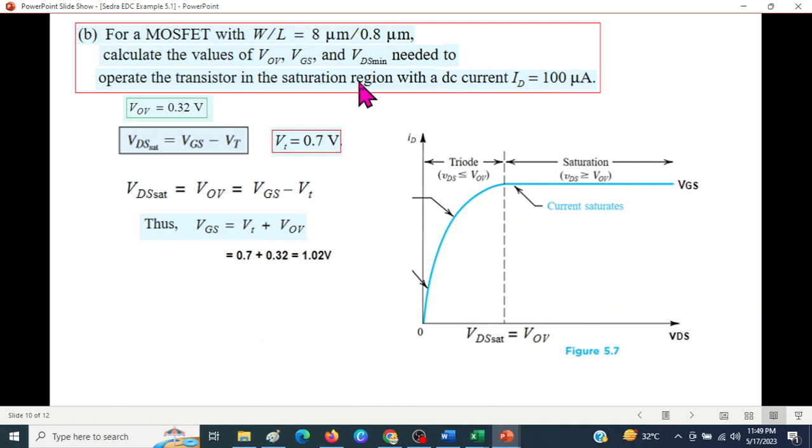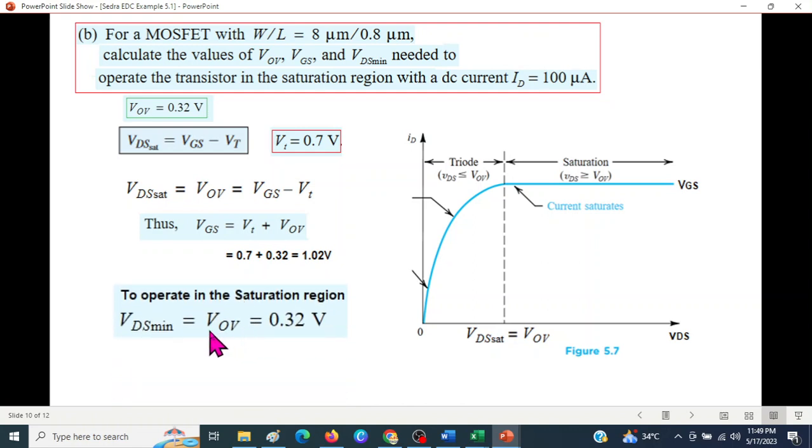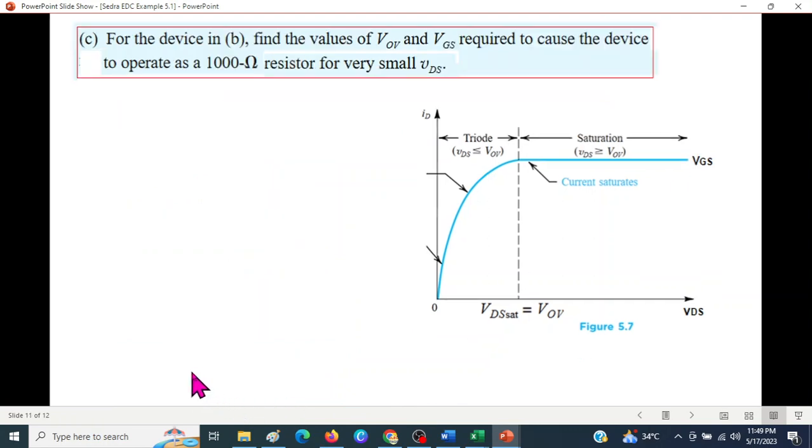And the question is now the VDS minimum, that is, this voltage minimum at the saturation. So this is the point where saturation is occurring. Therefore this is the VD saturation point, or also the VD minimum point, or VDS minimum point, for saturation. So we can write, to operate in the saturation region, VDS minimum should be equal to VOV, which is 0.32 volt. So part B is done.